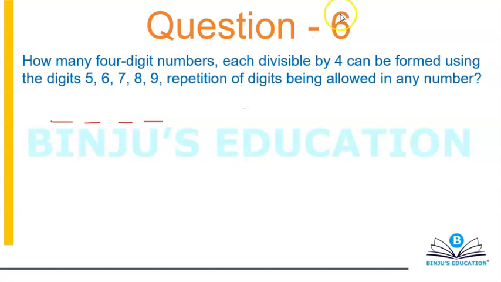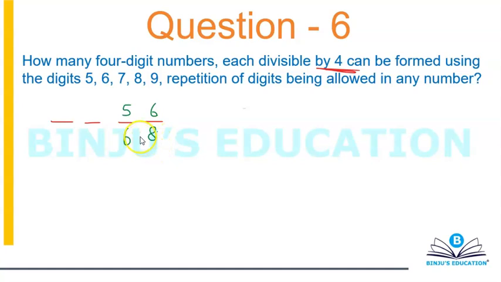So again, a concept of number system as well as PNC. If you want the number to be divisible by 4, then that means the last two digits should be divisible by 4. So what all possibilities can we have? We can have 56. We can't have 57, 58 or 59. Another is we can have 68, going in the chronological order.